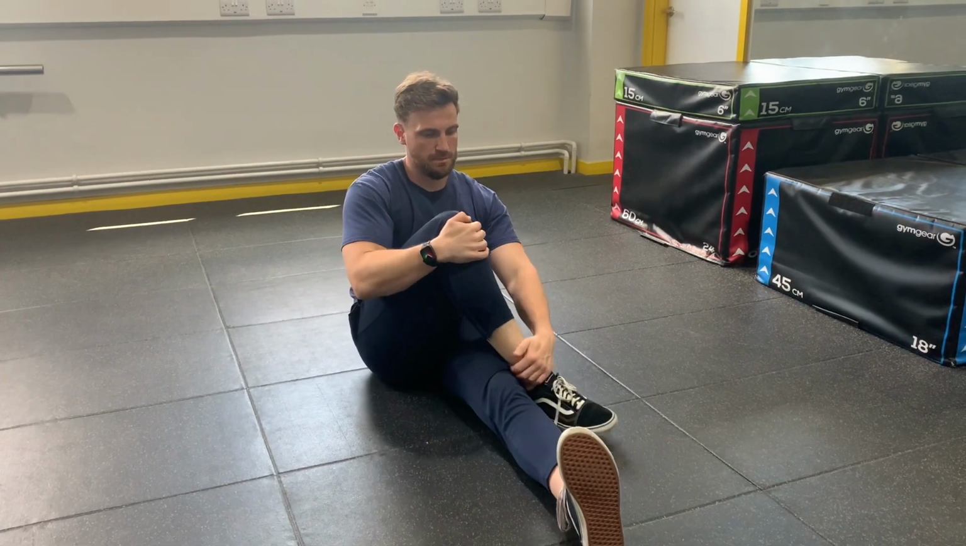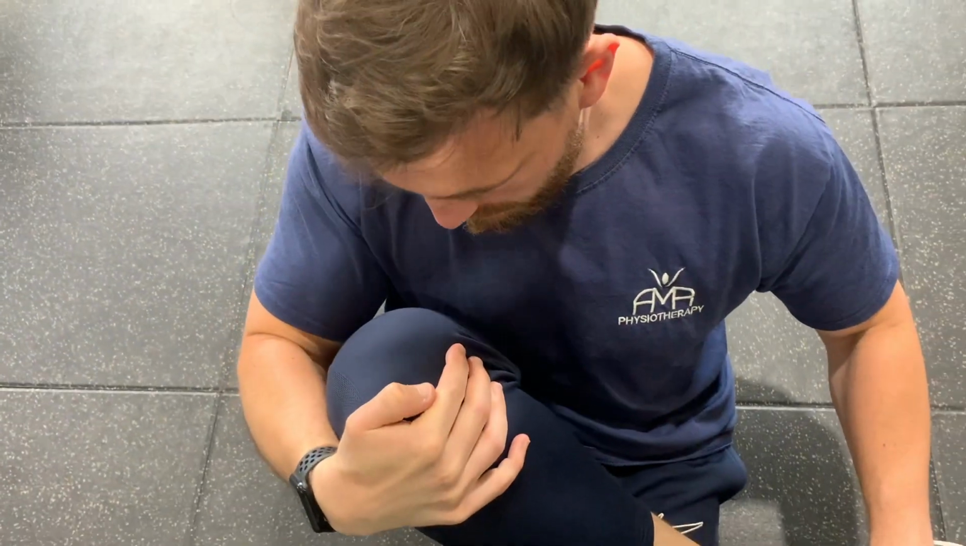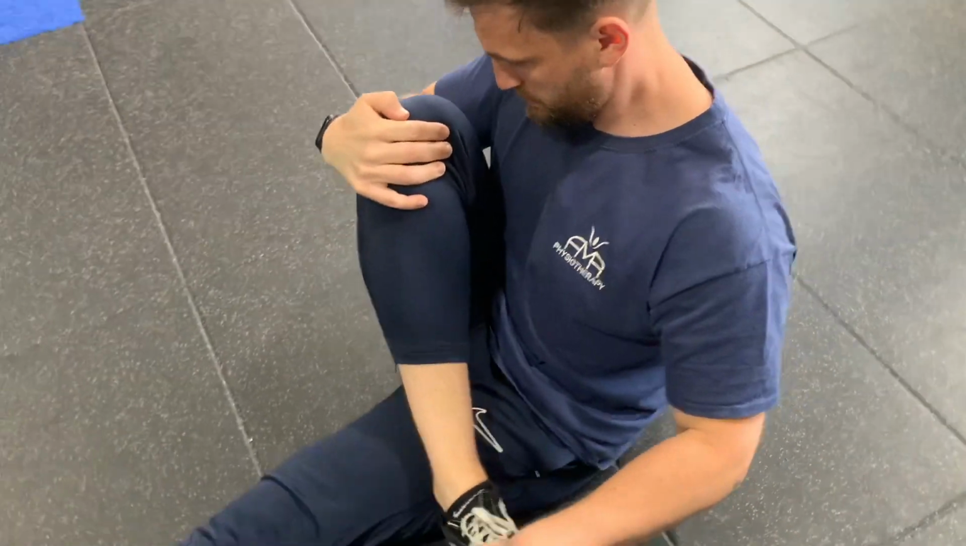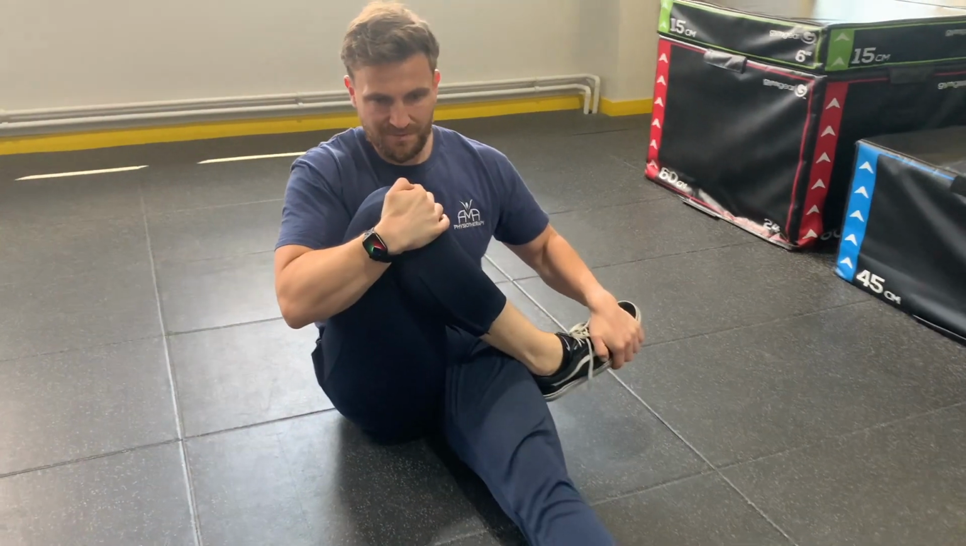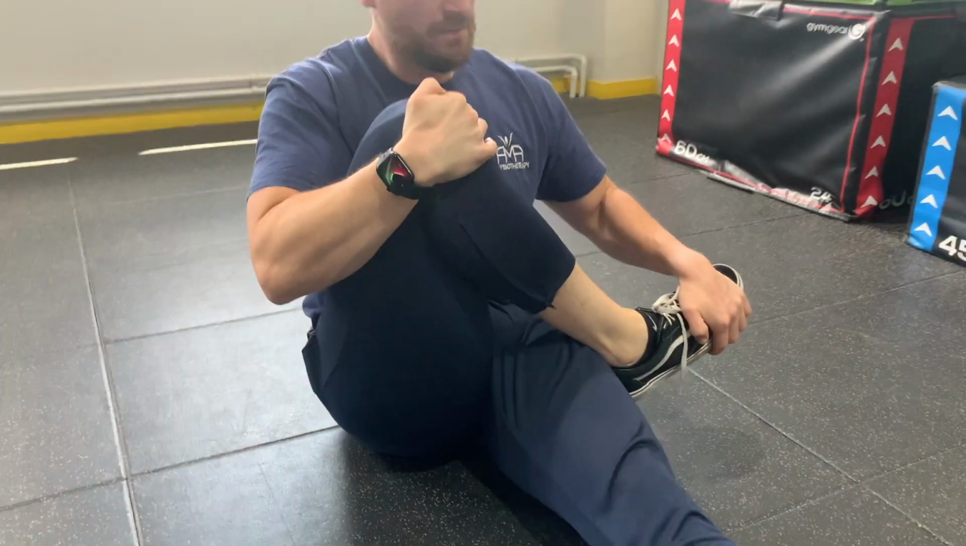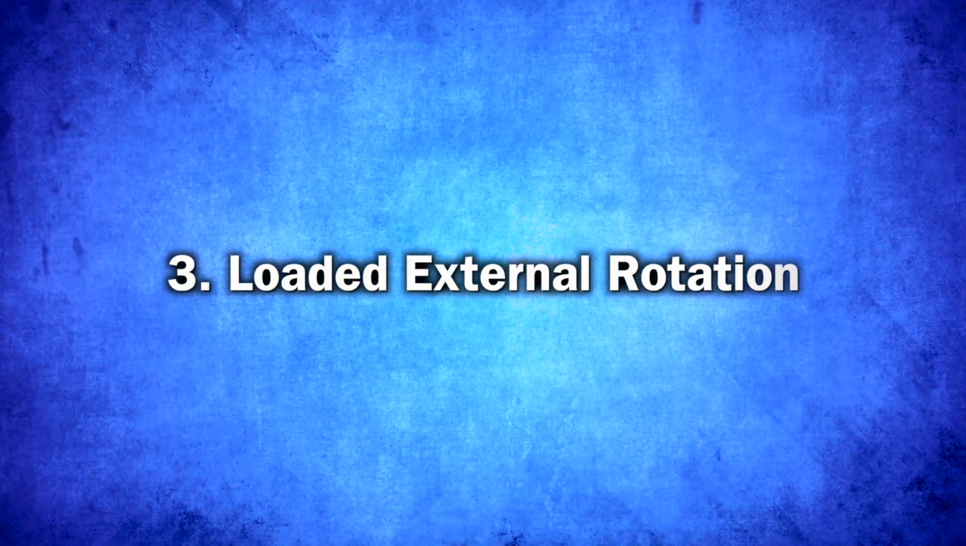The other option is sitting on the floor, bringing the foot across the other side. Again, bring the knee towards the chest with the chest up, and you can pull on the foot to help deepen this. Hold these stretches for around 30 seconds, but making sure no worsening to any leg pain during or afterwards. Number 3 is a loaded external rotation.